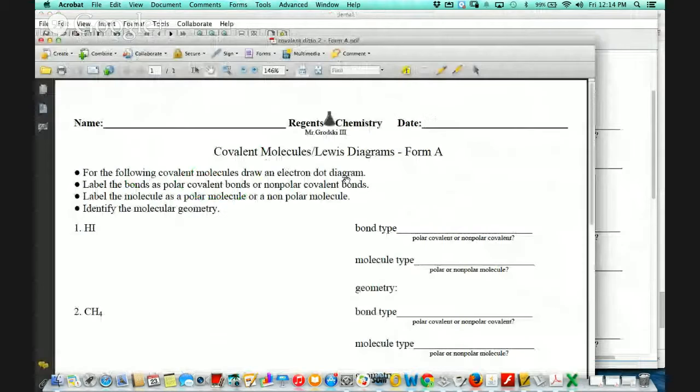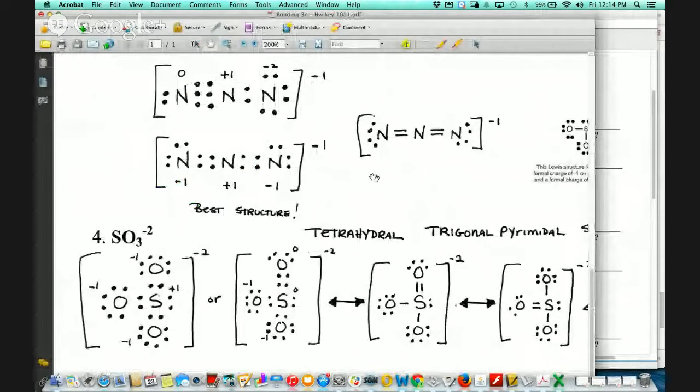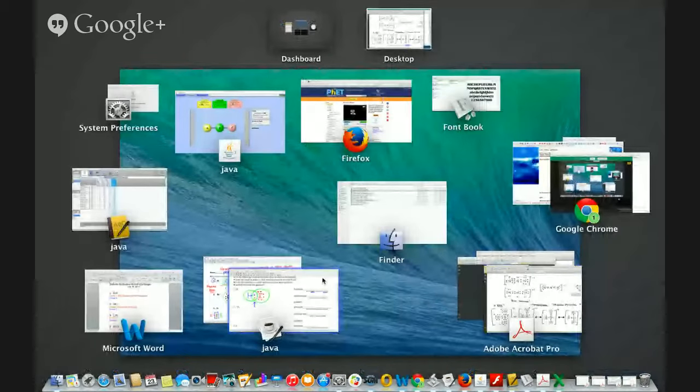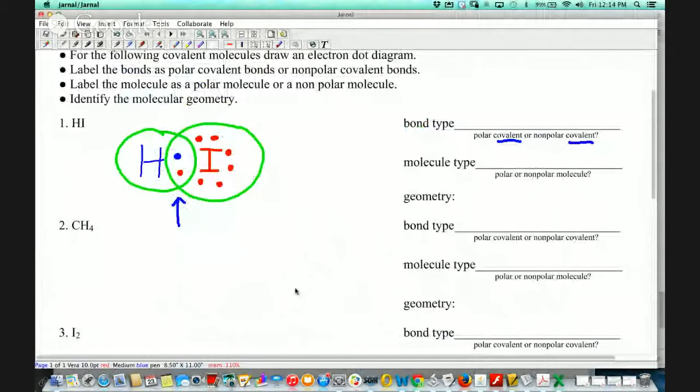Okay, so back to where we were. Hold on. Where is my journal? Here we go. So this is going to be what kind of bond? Well, I know these have different electronegativities because they're different.